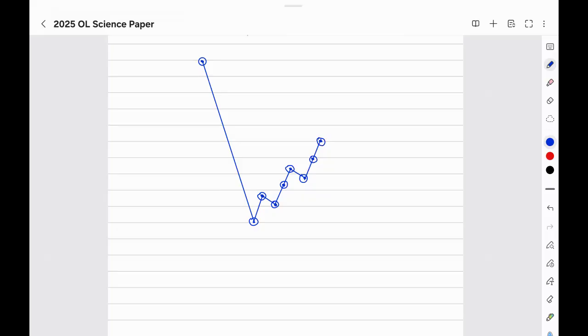Very high, go down, go up, two times go up, one time down, two times go up. Now here you can see one time go up, one time go down, two times go up, one time go down, two times go up. These are the second period elements: lithium, beryllium, boron, carbon, nitrogen, oxygen, fluorine, neon. Understood? Normally oxygen and hydrogen are almost at the same level in the ionization energy graph.